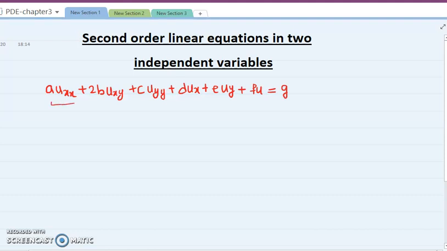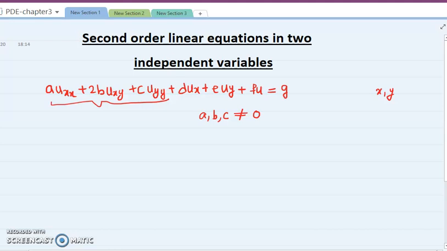Here you can see we have second order derivatives, the remaining terms of first order, and a, b, c, d, e, f, g, they are all functions of x and y. Here we have one condition that a, b and c should not be simultaneously 0, because if all of a, b, c are 0, then this is of first order. So this is the general form of a second order linear equation.